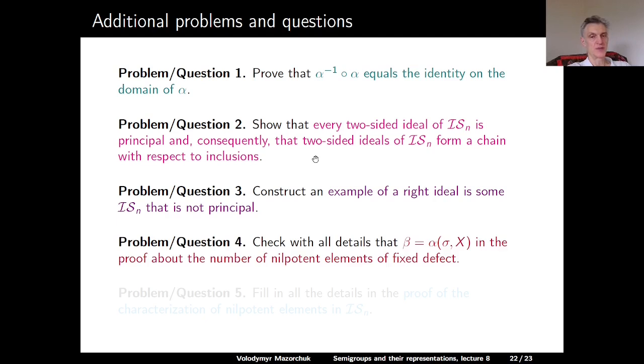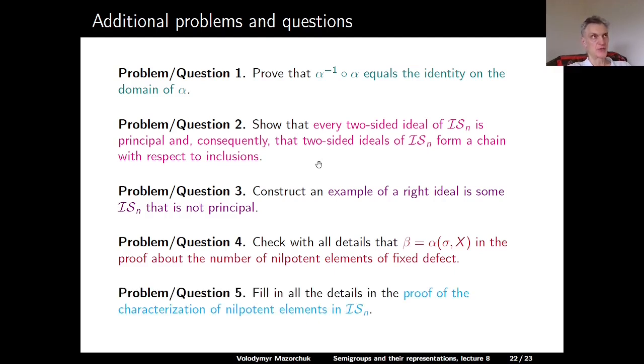Question 4. Check with all details that beta is equal to alpha of sigma of x in the proof about the number of nilpotent elements of fixed defect. And question 5. Fill in all the details in the proof of the characterization of nilpotent elements in ISN.